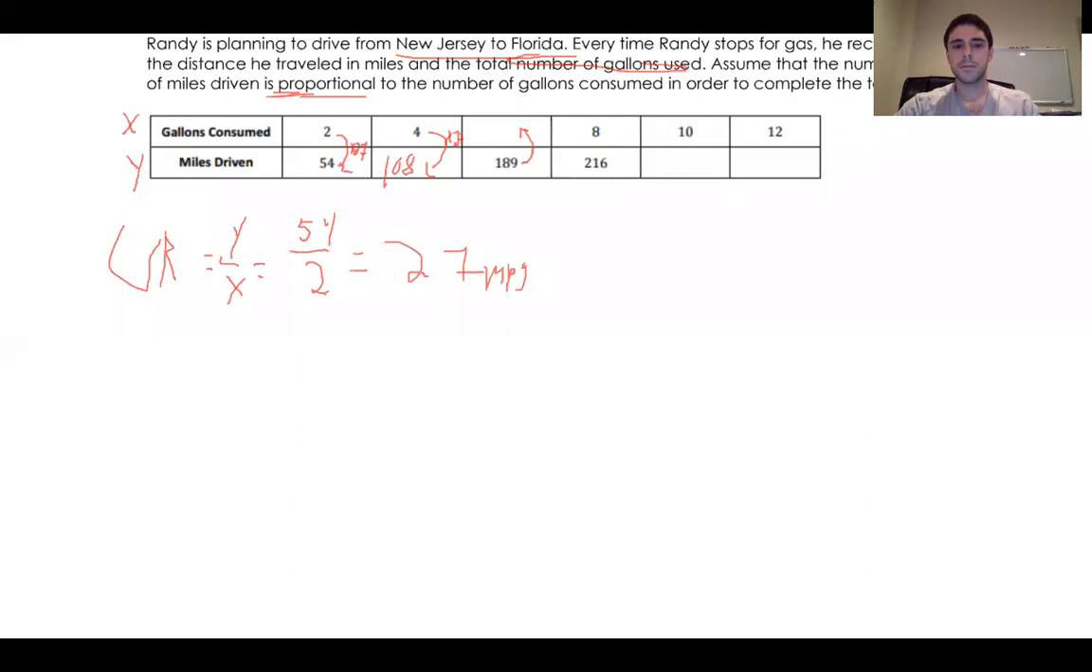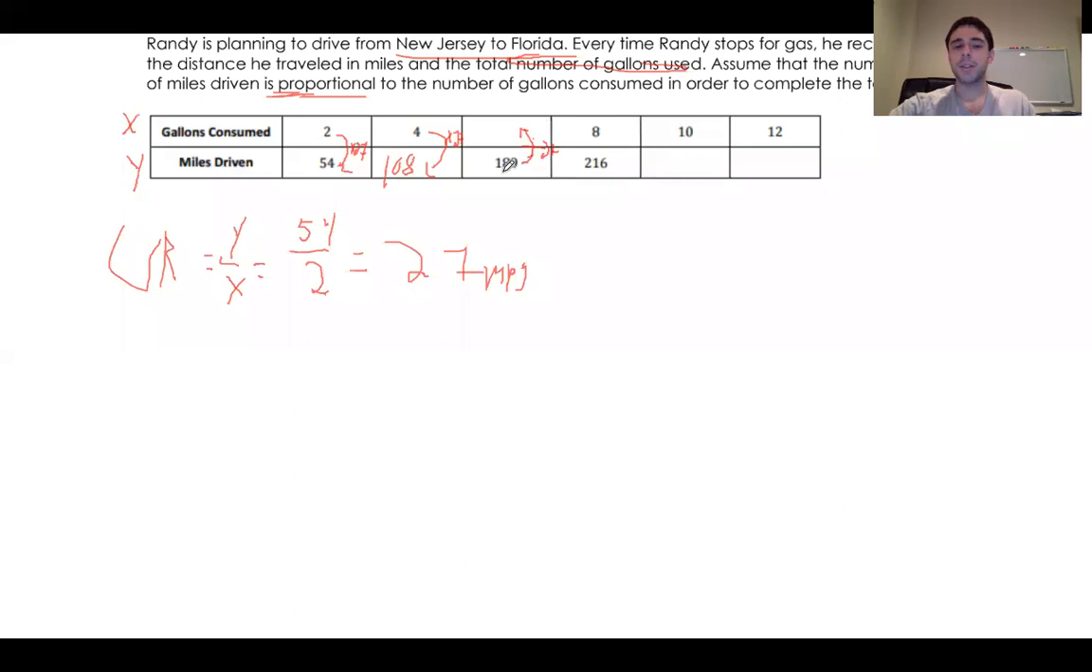So how do we get the gallons consumed from the miles driven? How do we go in the other direction? So we went in this direction, right? Multiplying by 27. How do we move from the miles driven into the gallons consumed? What operation do we need to perform? Right, exactly, doing the opposite operation, or we're going to divide by 27. We're dividing Y by 27 in order to get X.